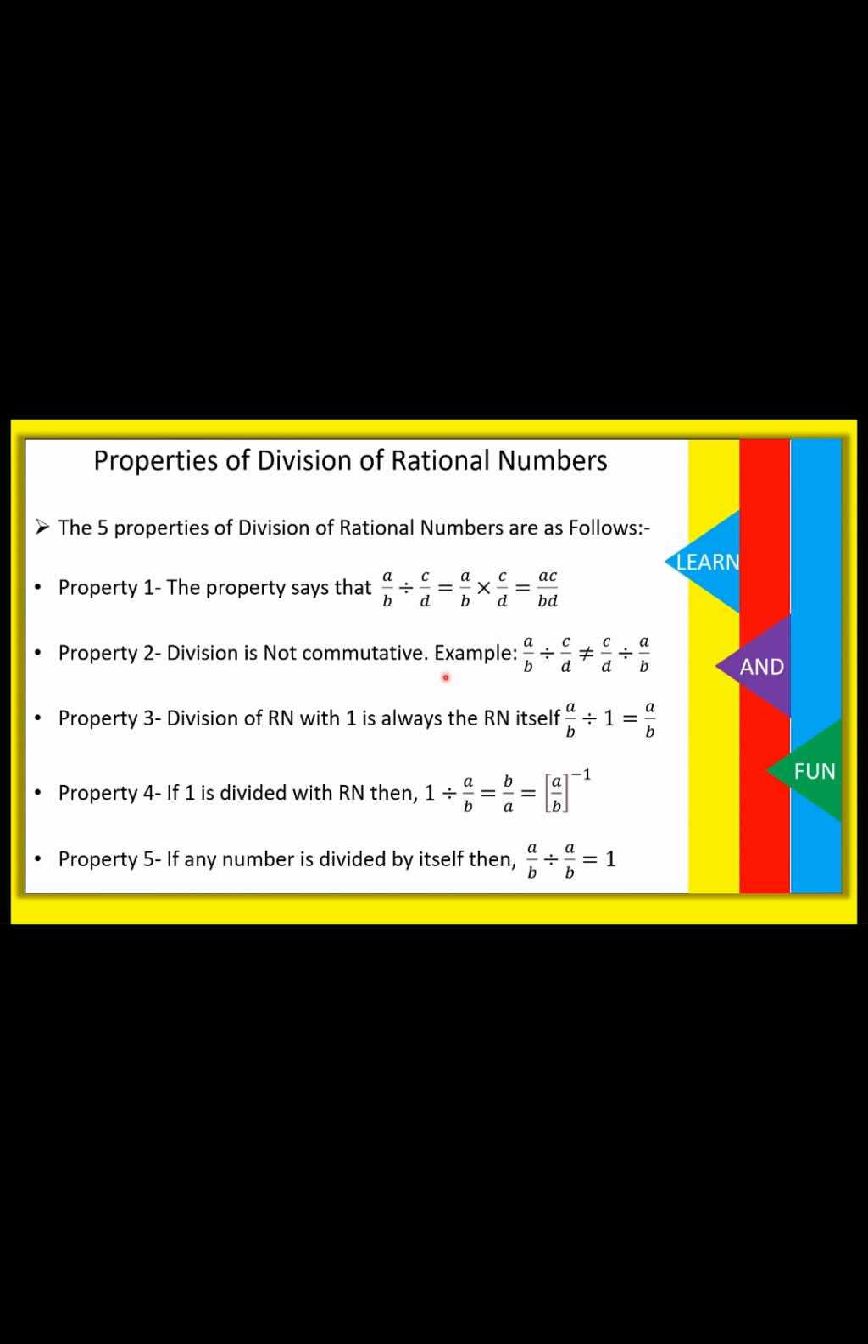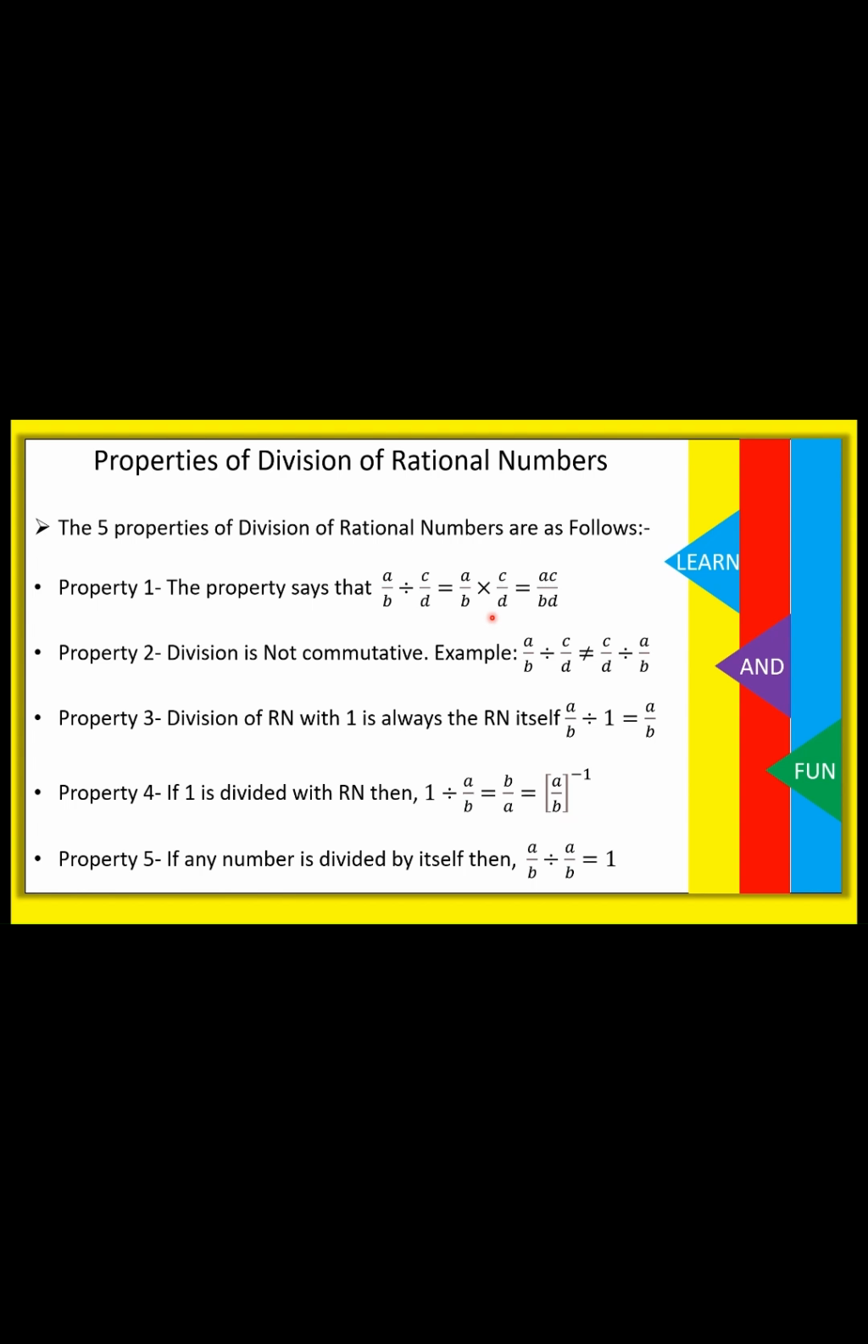So what does this property tell us? Whenever we are dividing a term like a/b by c/d, then to divide it we will multiply it by the reciprocal of the second term. So a/b divided by c/d will be a/b into d/c, which is ac into bd. Now moving on to the second property.